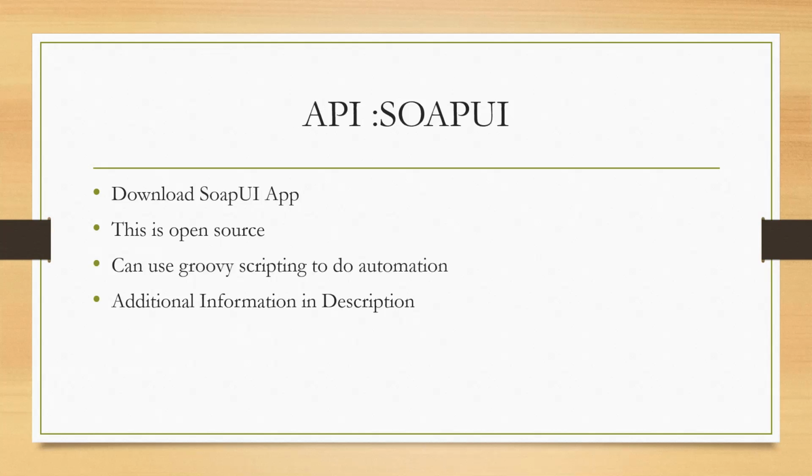Next, for the same thing, API, SoapUI. Just check out SoapUI too. There's a free version. Also check out SoapUI, because certain companies use SoapUI, certain companies use Postman. SoapUI is open source, and you use Groovy scripting to do automation. Like I have said before, additional information is in the description. You have to check out both tools. Both are very good, and many companies use one tool over another.